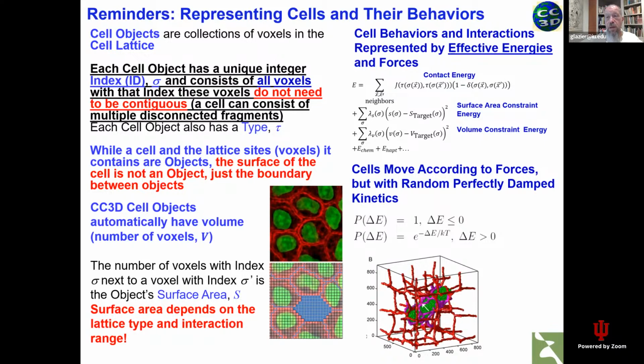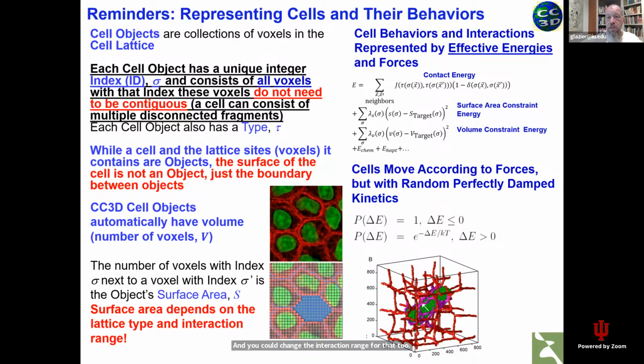So CC3D objects automatically have a volume. I said we don't get anything for free, but a few things we get for free. The number of voxels with an index that's different from the neighbors, basically counting mismatched neighbors, is the surface area. And that surface area will depend on the lattice type. You could change the interaction range for that too.